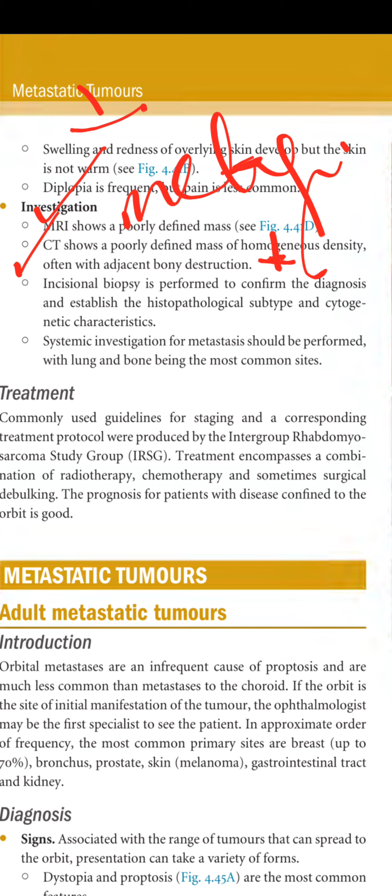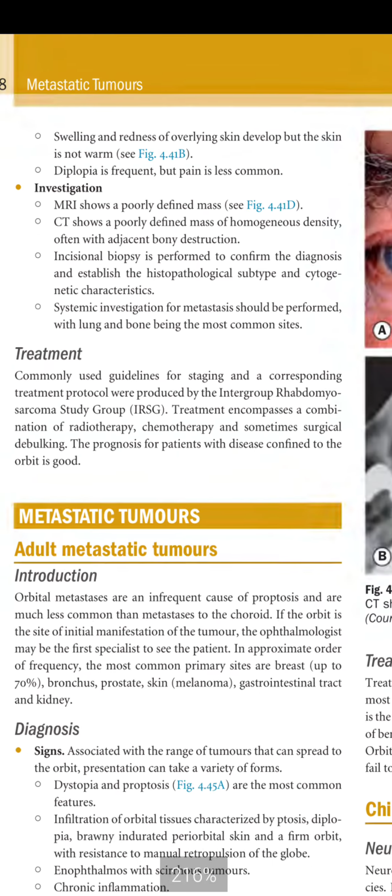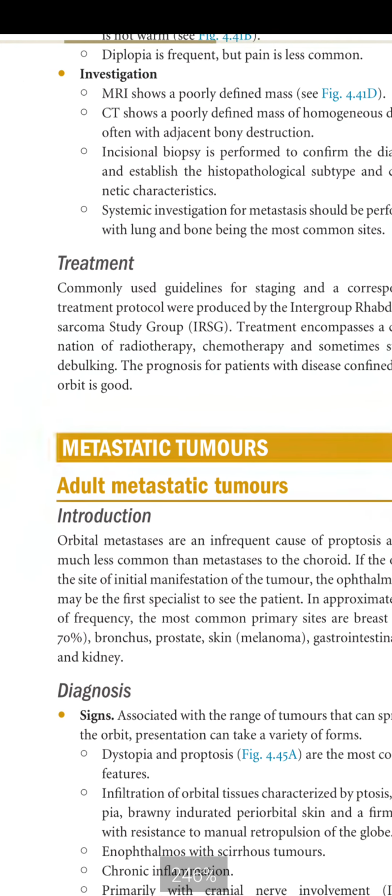Incisional biopsy is performed to confirm the diagnosis and establish the histopathological subtype and cytogenetic characteristics. Systemic investigation for metastasis should be performed, with lung and bone being the most common sites. So it is a malignant disease, so it can spread to the lung and bone as well.